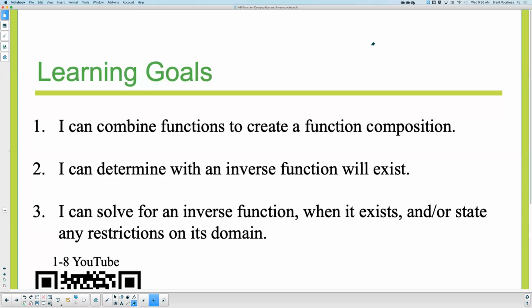All right, lesson 1-8. We have 3 learning goals today. Number 1, we're going to learn about combining functions through composition. 2, we'll learn about an inverse function, whether or not it exists. And then 3, we'll learn how to solve for an inverse function when it exists, and how to do restrictions on the domain. That's our goal for today. So we're going to look at compositions and inverses.